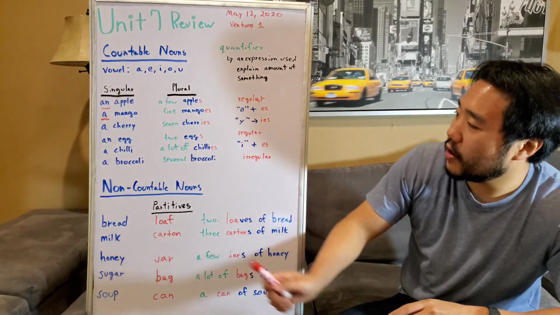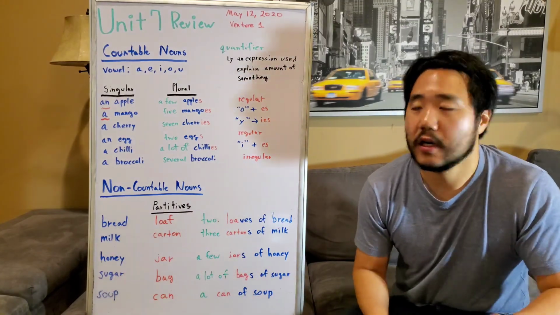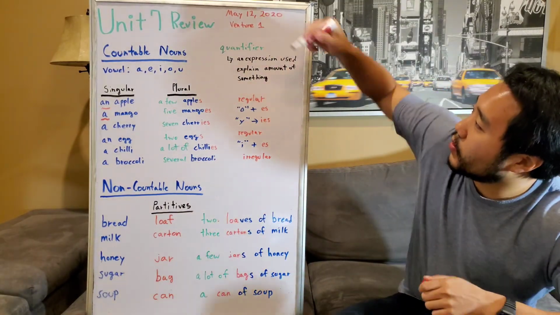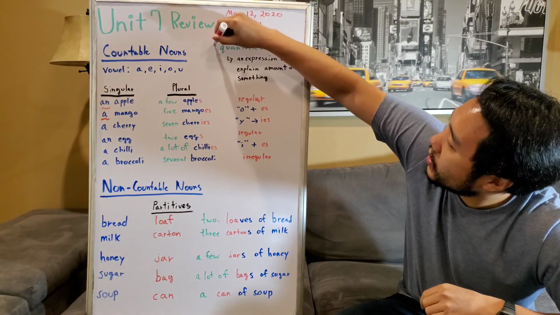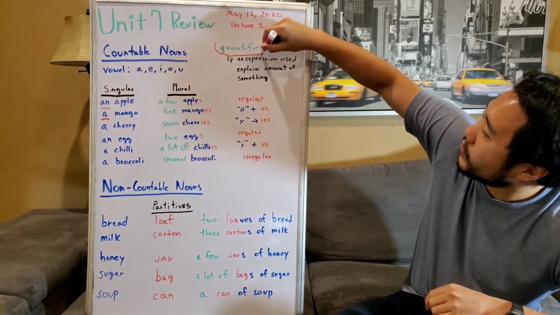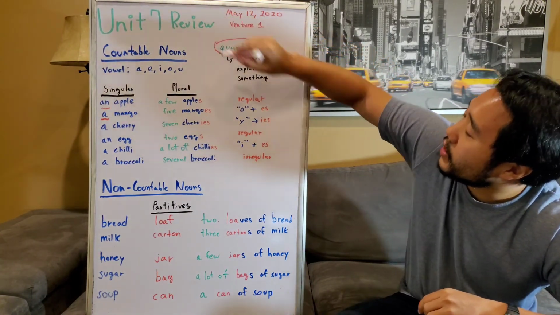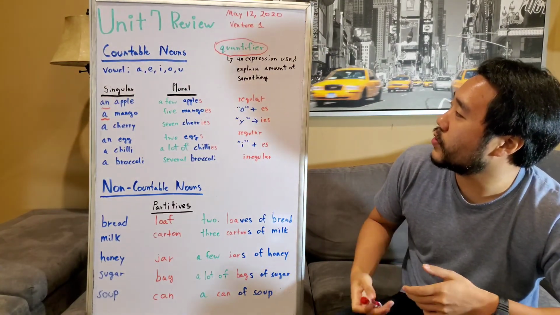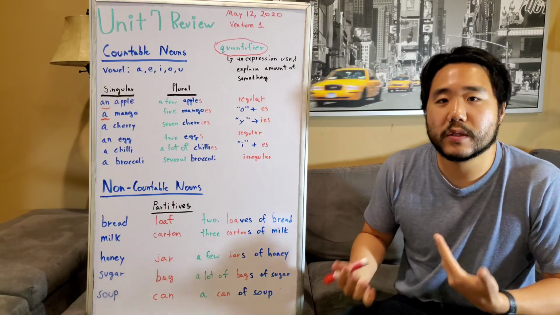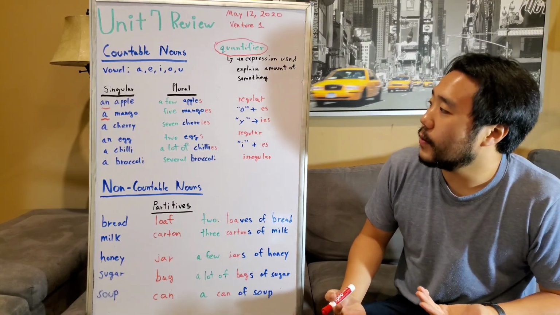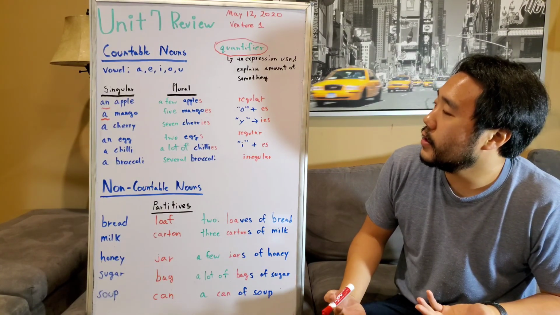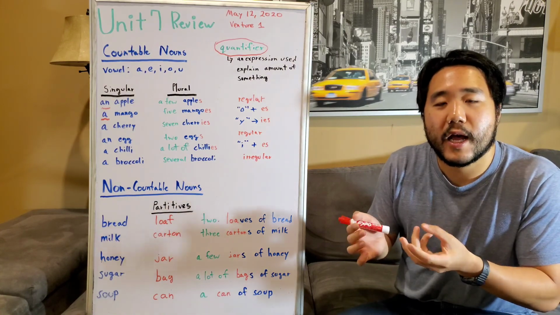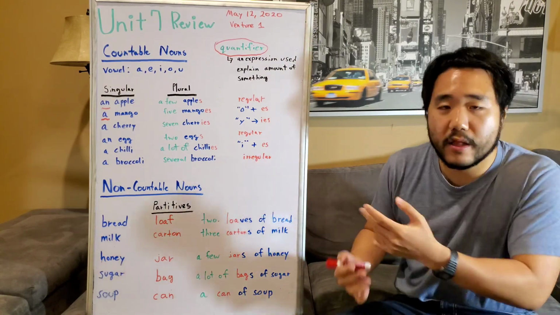Everything in green is what I call a quantifier. So here I wrote that a quantifier is an expression used to explain the amount of something, right? It helps explain how many there are.